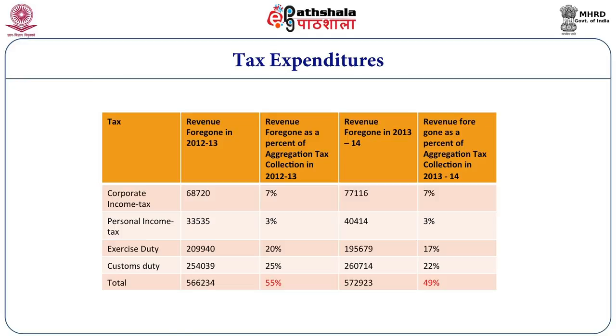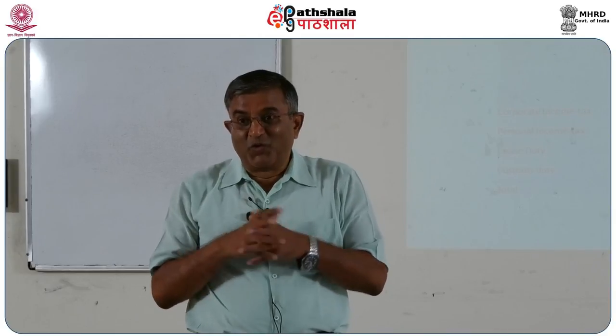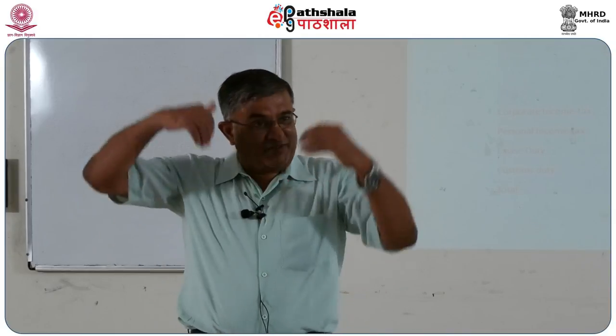Then tax expenditures. By tax expenditures, I mean exemptions. Look at the level of exemptions here. These are 13-14 numbers. Customs duty exemptions 2,60,000. Excise duty 1,95,000. Income tax 40,000. Forget income tax. Customs duty 2,60,000 and excise duty 1,95,000 are the exemptions given. Do you know what is the collection of customs duty? 2,10,000. Exemption is more than the collection.